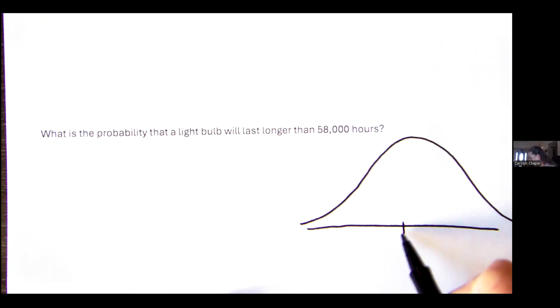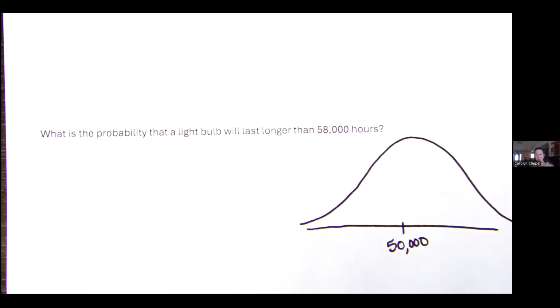Okay, we're still using the light bulb problem, so still that 50,000 in the middle. Again, this information is not true. I do not know the normality of LED light bulbs. I do not know the mean. I do not know the standard deviation. I make these problems up or I borrow them from textbooks. Maybe I change the values a little bit, but it is just for illustration purposes only.